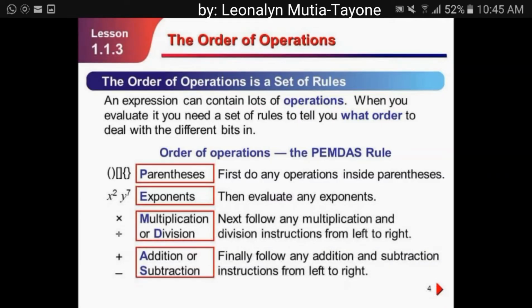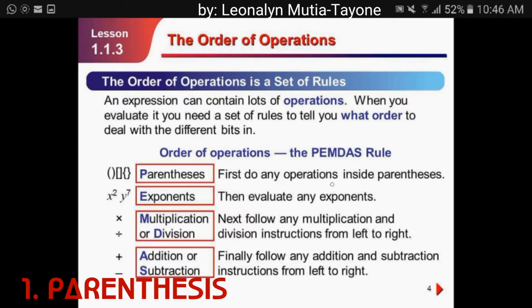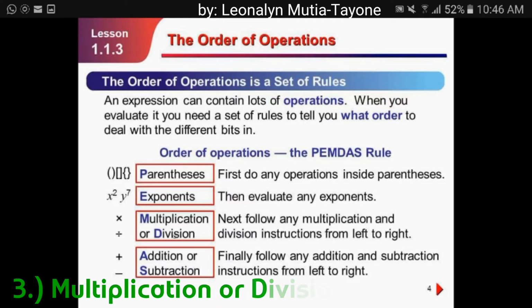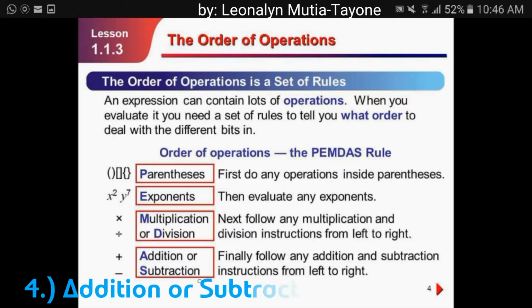And these are the order of operations. Parenthesis: first, do any operations inside the parenthesis. Exponents: next, evaluate any exponents. Next is multiplication or division: follow any multiplication and division instructions from left to right. Next is addition or subtraction. Finally, do any addition and subtraction instructions from left to right.